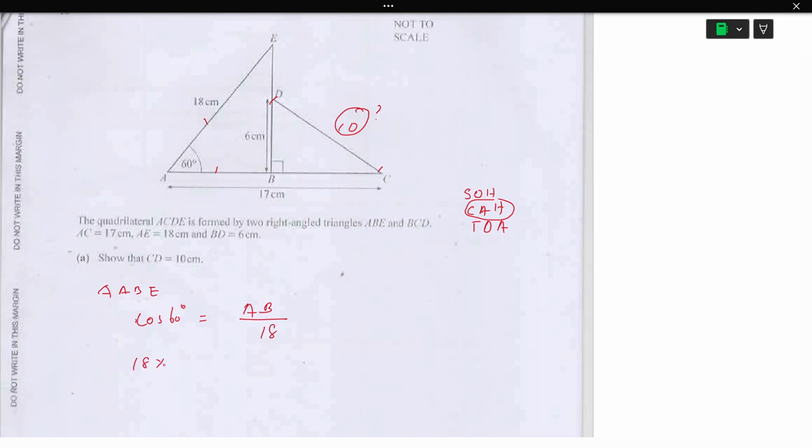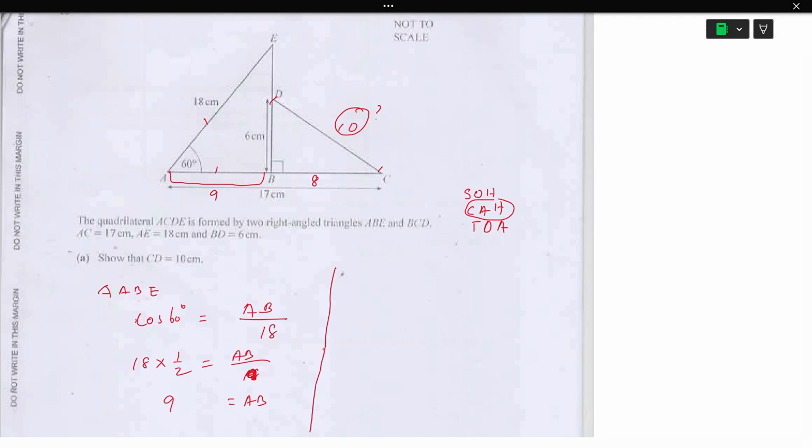So 18 into cos 60 degree, cos 60 which is 1 by 2, equal to AB by 18. So 18 halved is 9. Already I took the 18 here, by mistake I remember. So the answer is AB, which is from here to here, is 9. So this 9 we take away from 17, the left will be 8. BC is going to be 8.